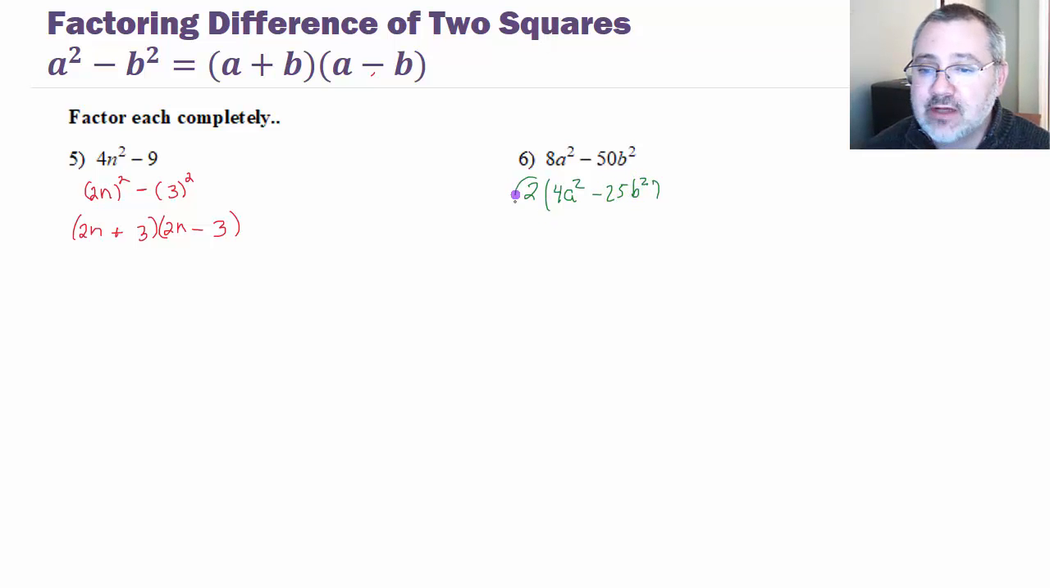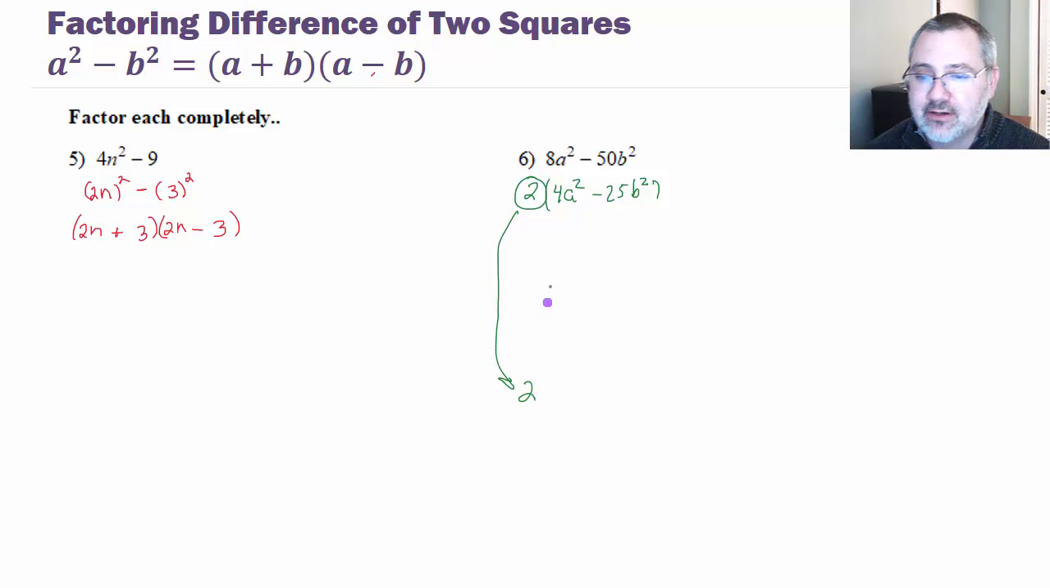And again, whenever I take out a GCF, I always like to circle it and bring it down as part of my final answer. Then I can focus my attention on just what's left. So the 4a squared minus 25b squared. Then let's ask ourselves, is 4a squared a perfect square? And it is. You square a 2 to get the 4, and you square an a to get the a squared. Minus, is 25b squared a perfect square? It is. You square a 5 to get 25, and you square a b.